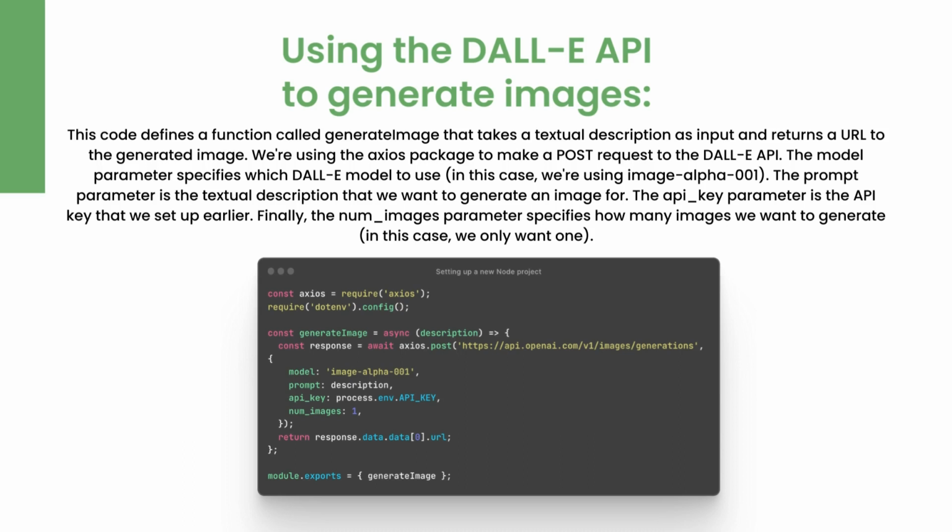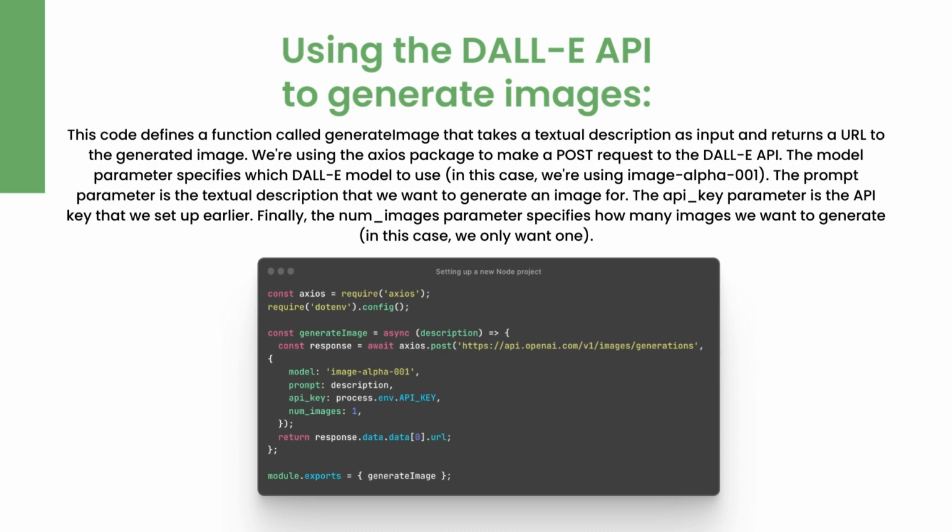The model parameter specifies which DALL-E model to use. In this case, we're using image-alpha-001. The prompt parameter is the textual description that we want to generate an image for. The API key parameter is the API key that we set up earlier. Finally, the n images parameter specifies how many images we want to generate. In this case, we only want one.